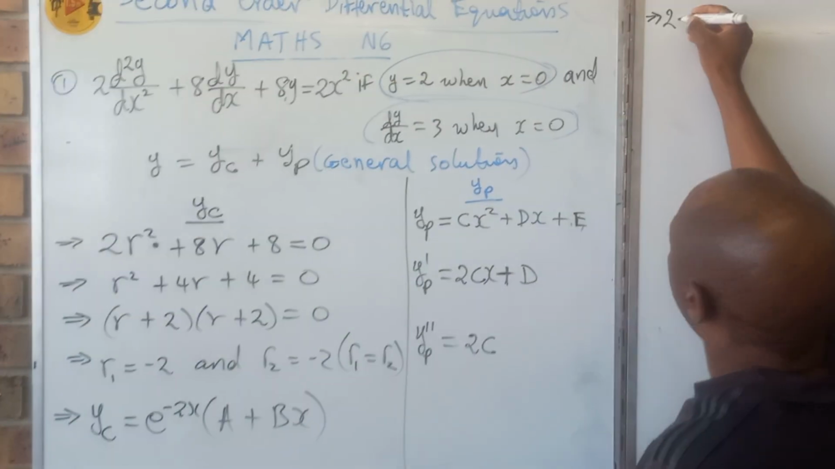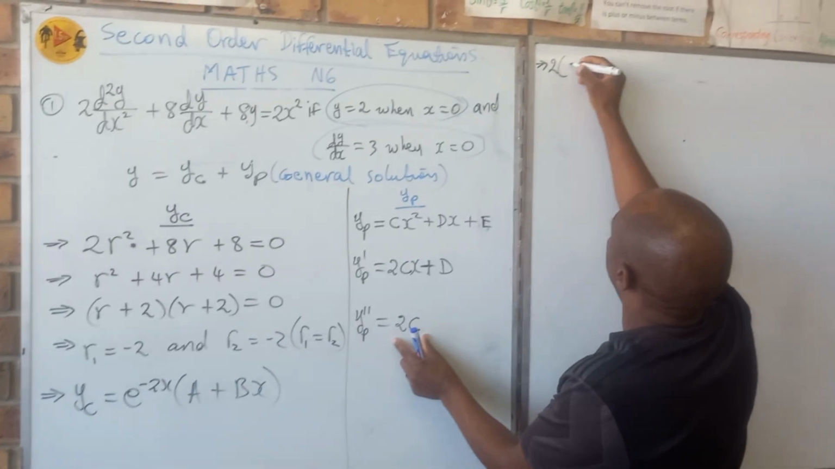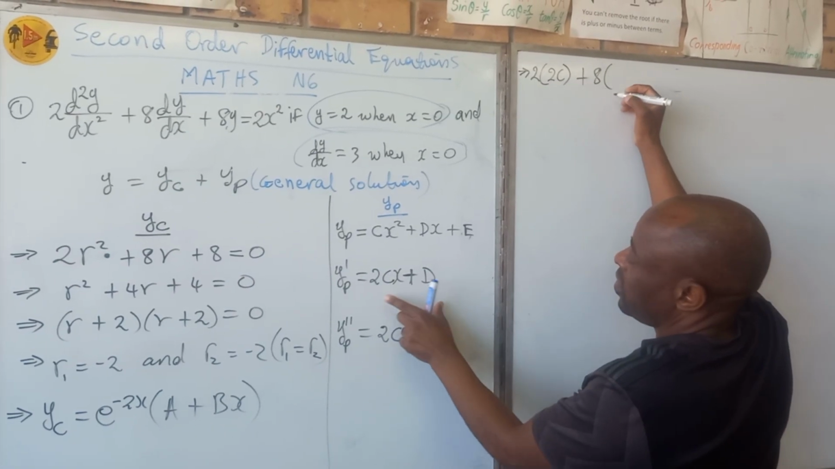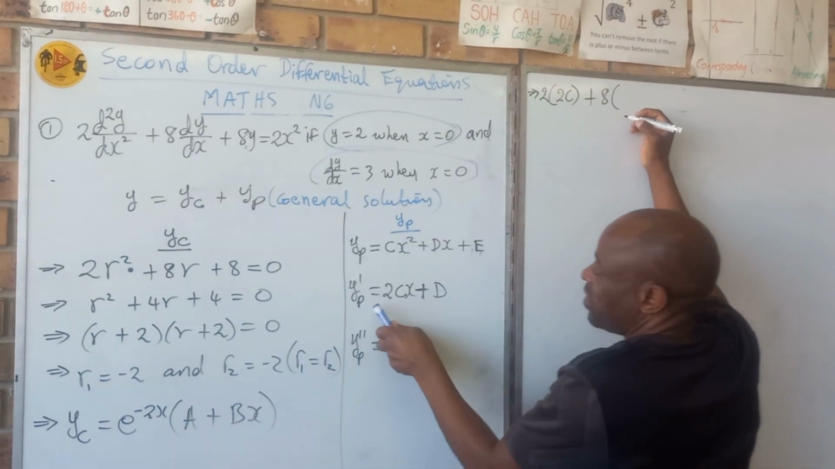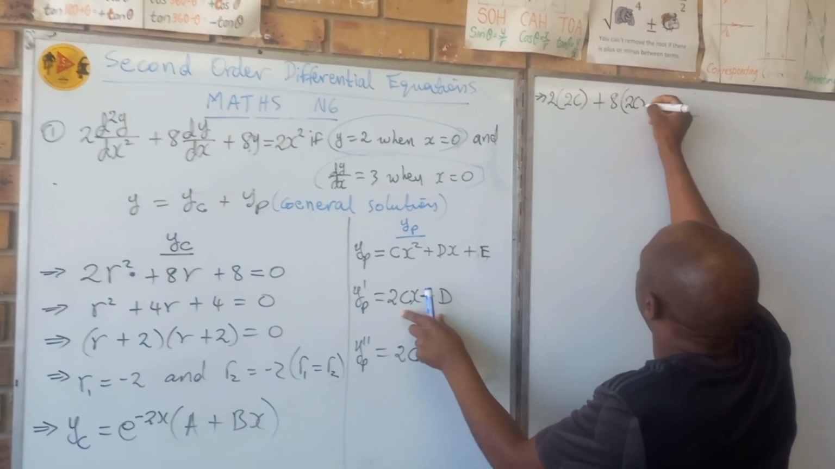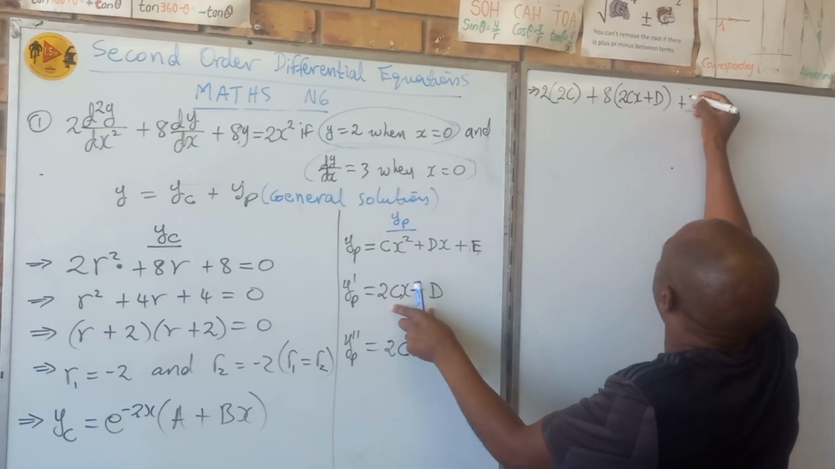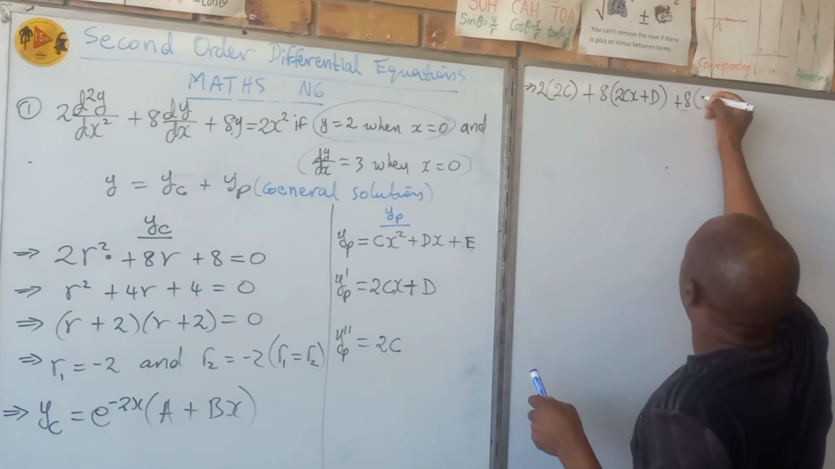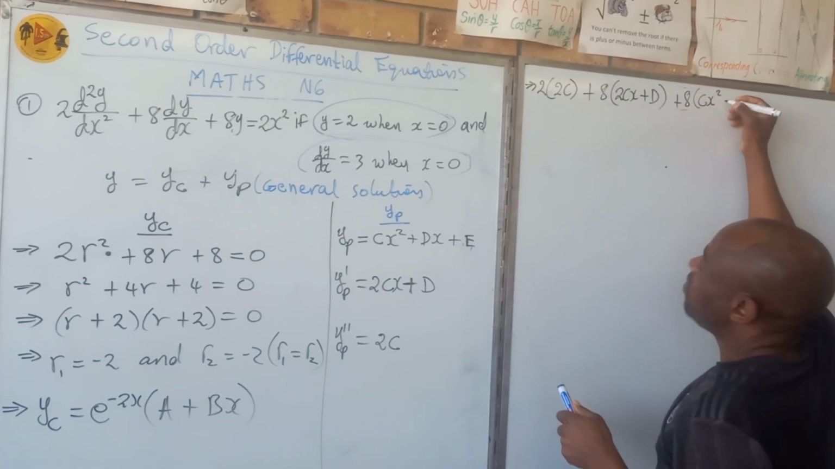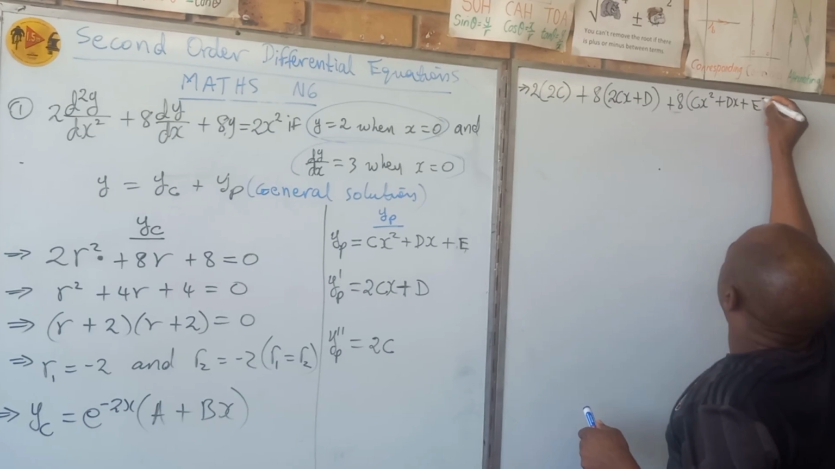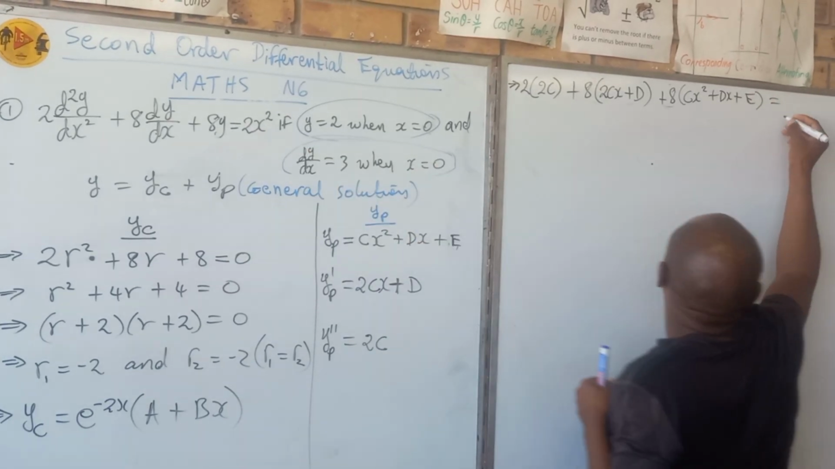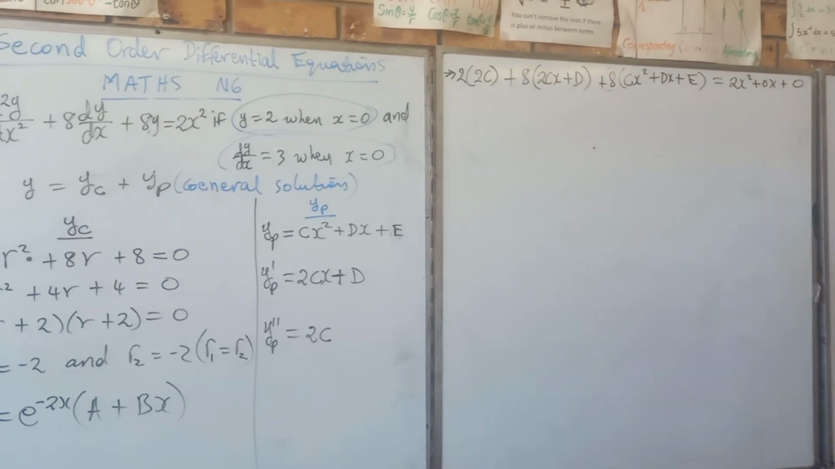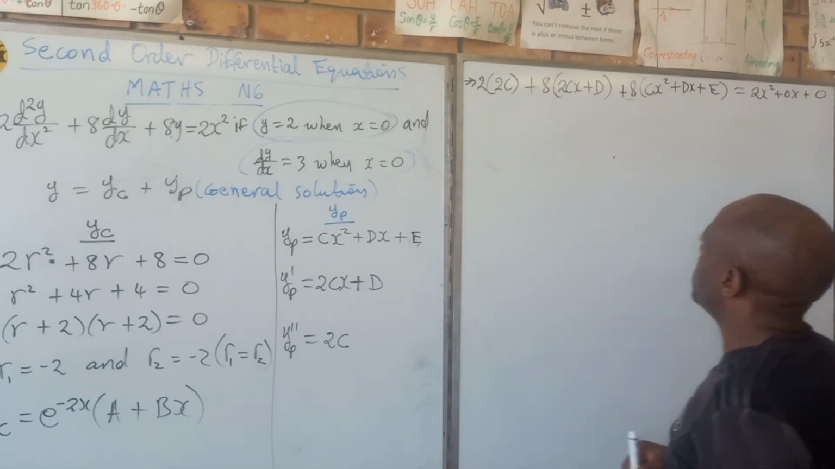So I'll get 2 into the second derivative, which is 2c, plus 8 into the first derivative, which we will replace by the first derivative of yp, which is 2cx plus d, plus 8 times y. Our y will be replaced by our yp. And we equate this to the quadratic on the right, which is 2x squared, just to make sure I write it with 3 terms as the standard quadratic. That's how I complete it.